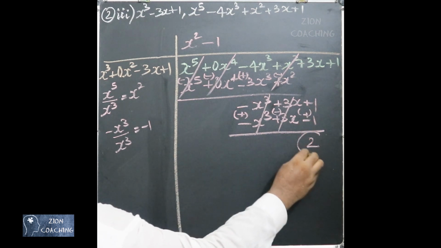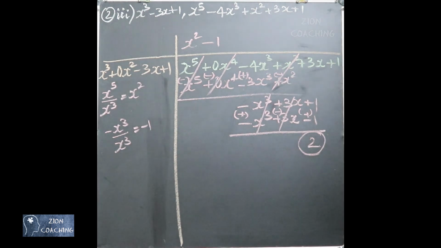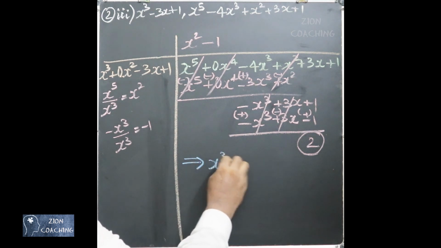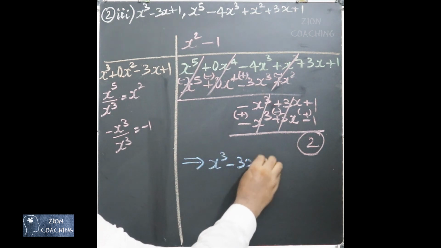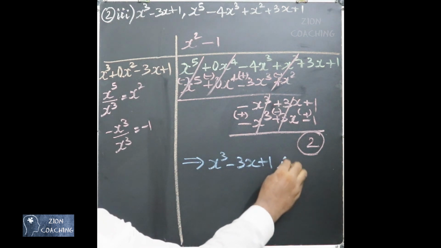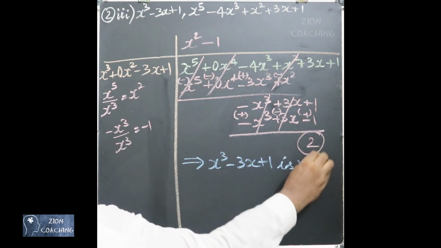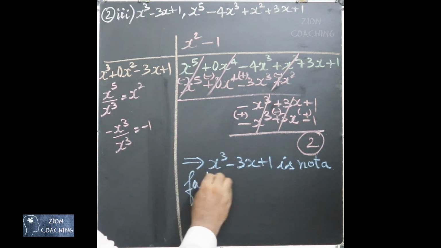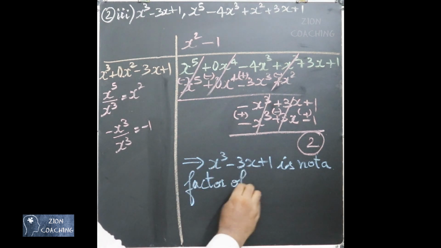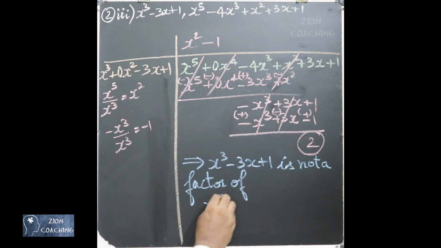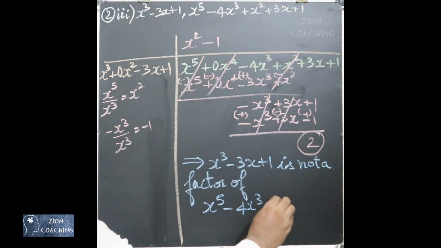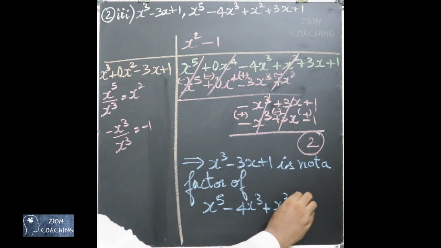Now you can see that the remainder is not 0, it is 2. Therefore, we can conclude that x cube minus 3x plus 1 is not a factor of x power 5 minus 4x cube plus x square plus 3x plus 1.